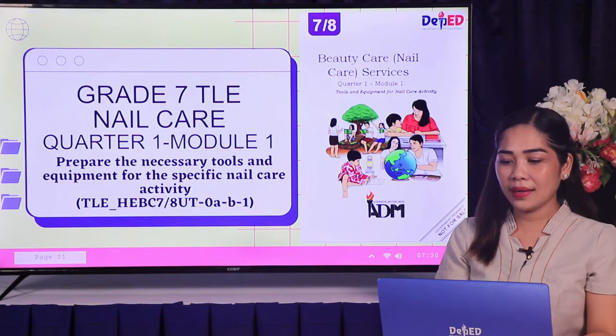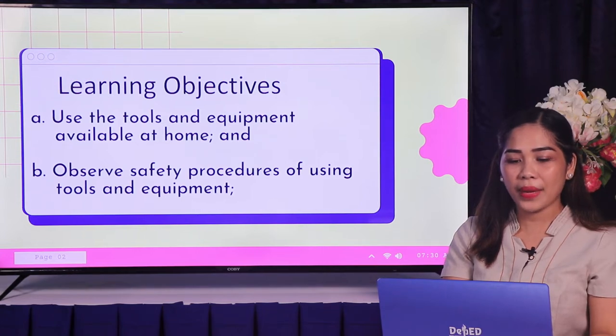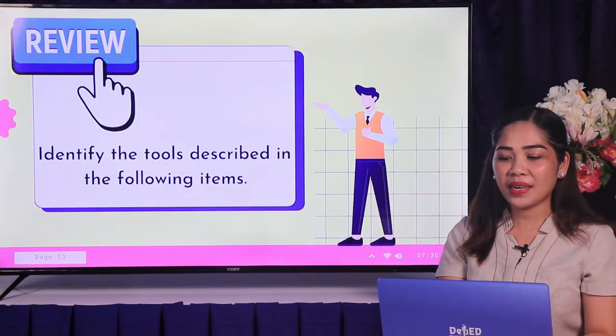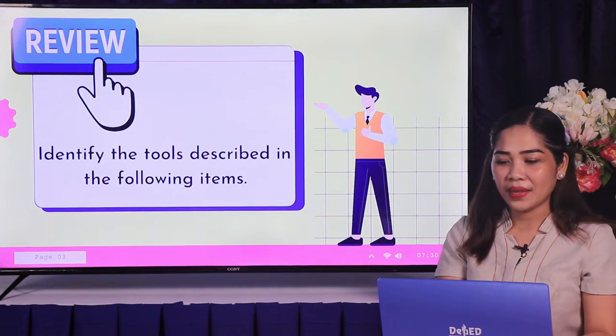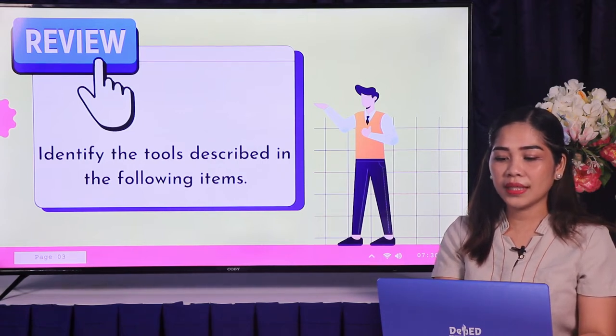Now, listen closely. At the end of this episode, you are expected to use the tools and equipment available at home and observe safety procedures of using tools and equipment. Now, can you still remember our lesson in the previous episode about the tools and equipment in the nail care services? Very good! Can you name one of them? That is right! But before we proceed to the next lesson, let us first assess how much you have remembered the lesson discussed in our previous lesson.